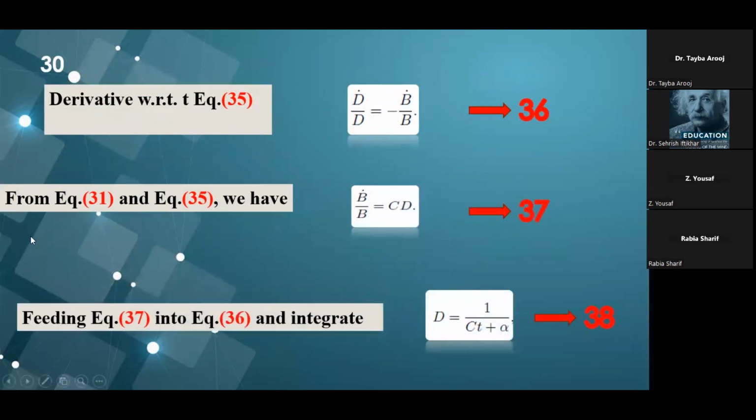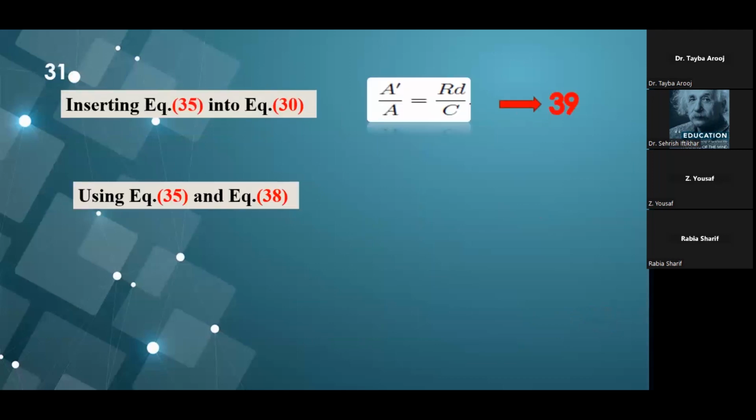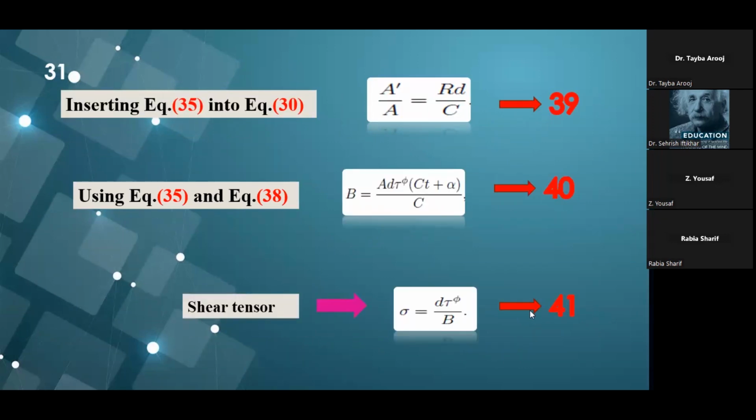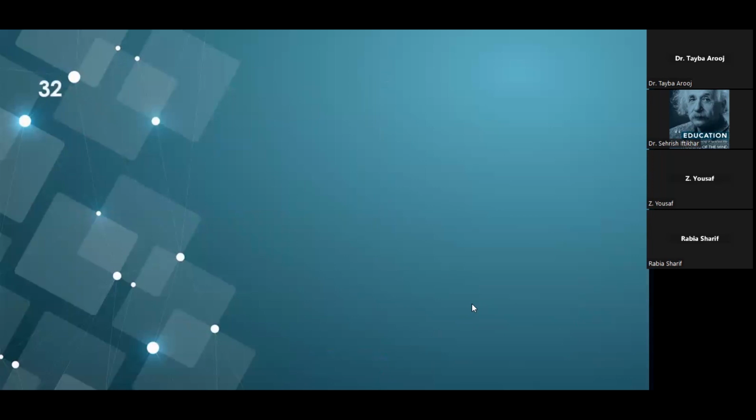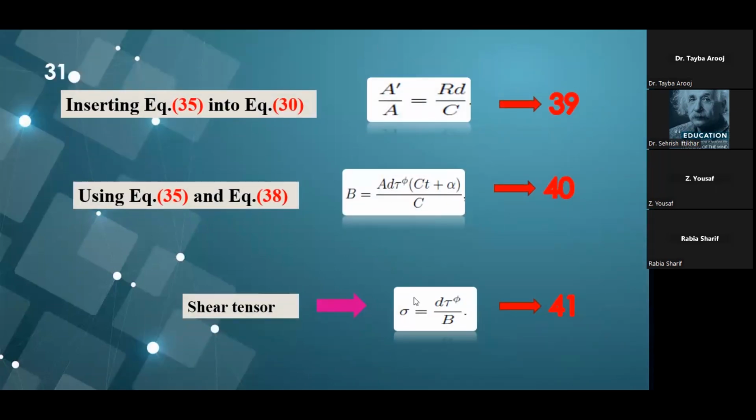And feeding back these equations, we get d is equal to 1 over ct plus alpha. Now inserting these equations in equation number 30, we get such values, and then this one, where the shear tensor is found to be dt phi, d tau phi by b. It has a specific form. So what is it? Actually, it is a shear scalar, which is trying to create a shearing effect in a spherically symmetric space-time.